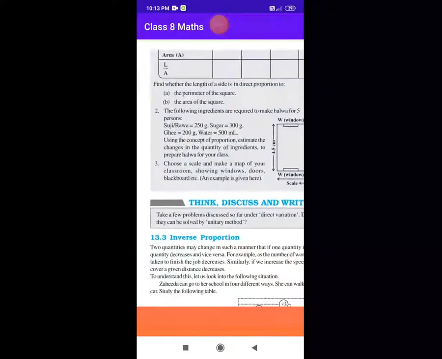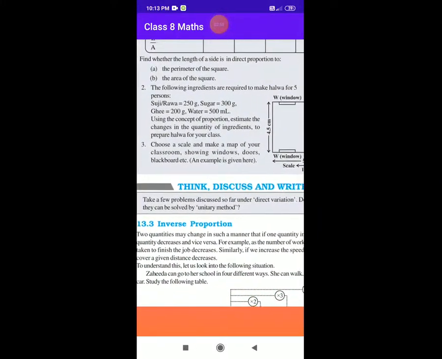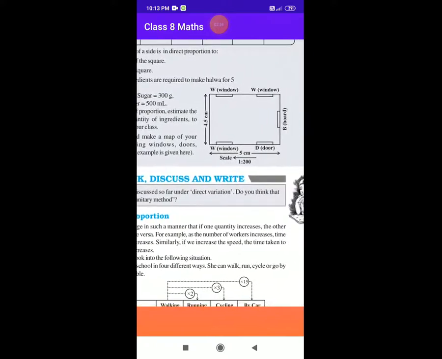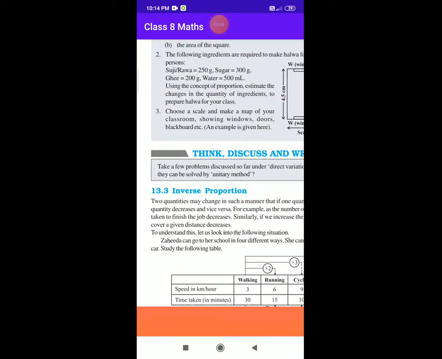So dear students, take a few problems discussed so far under direct variation. Do you think that they can be solved by the unitary method?